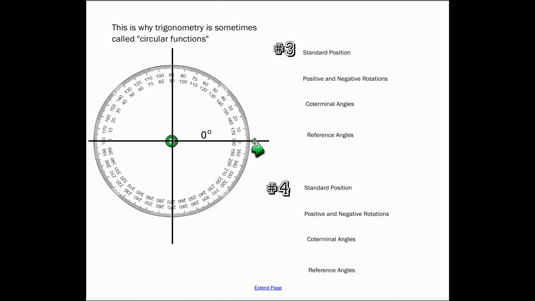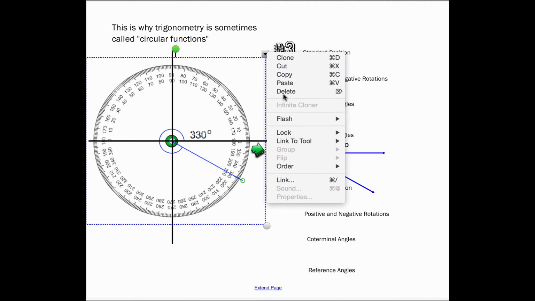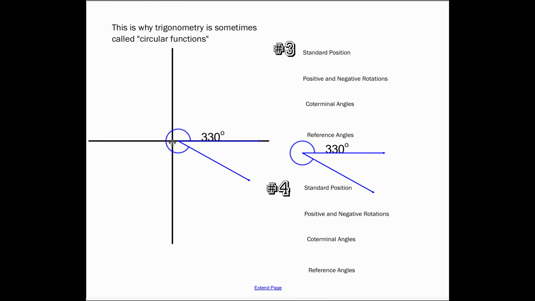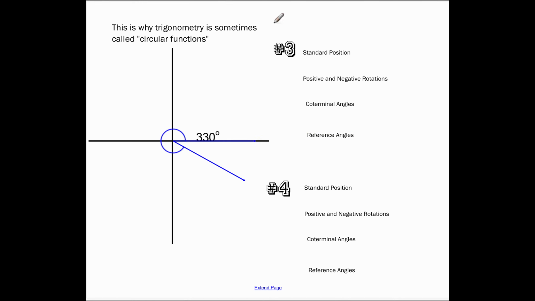We're going to do one more real quickly, and let's look at a 330 degree angle. Come on. There we go. Pop it out. Get rid of this. Bring that 330 back over here. All right, so hopefully we realize it's in standard position. We got our positive initial ray. We've got our terminal side. All right, positive and negative rotation.